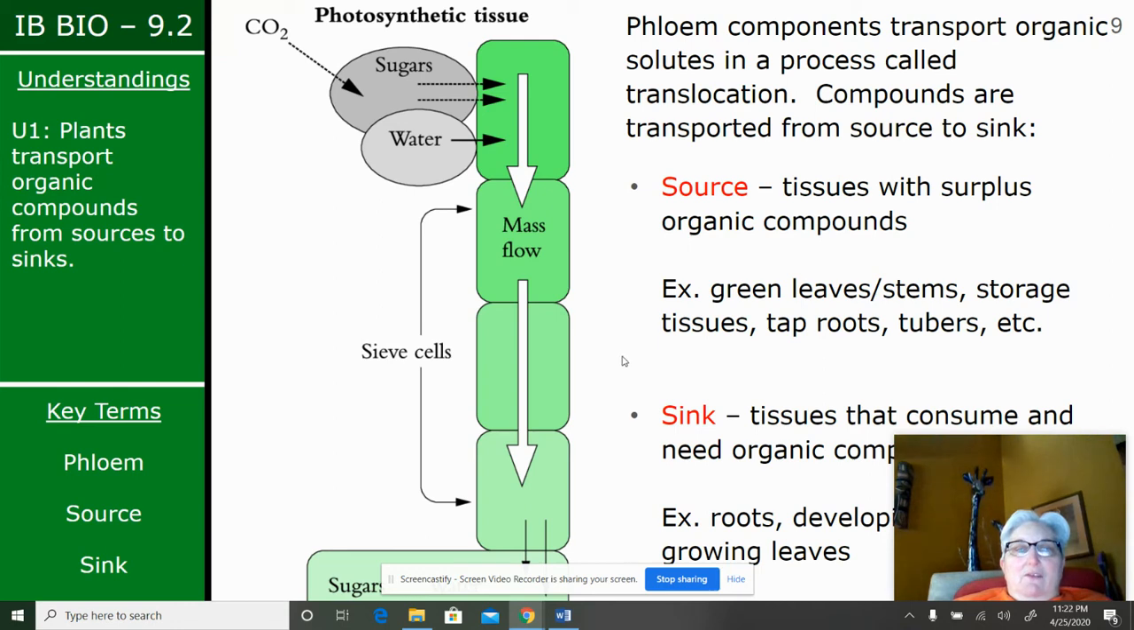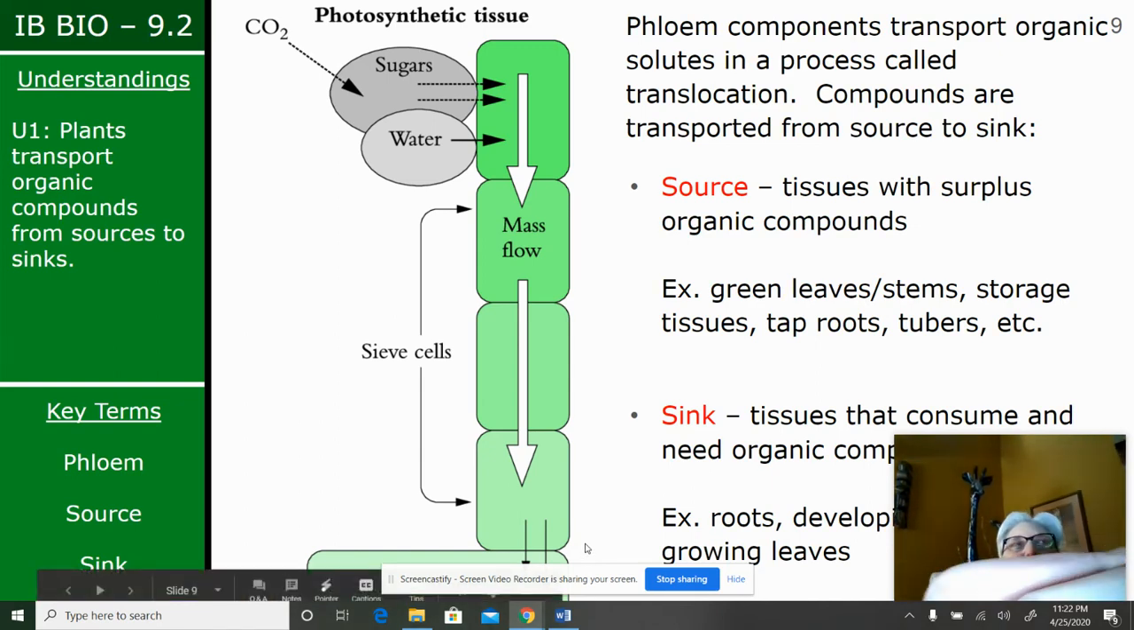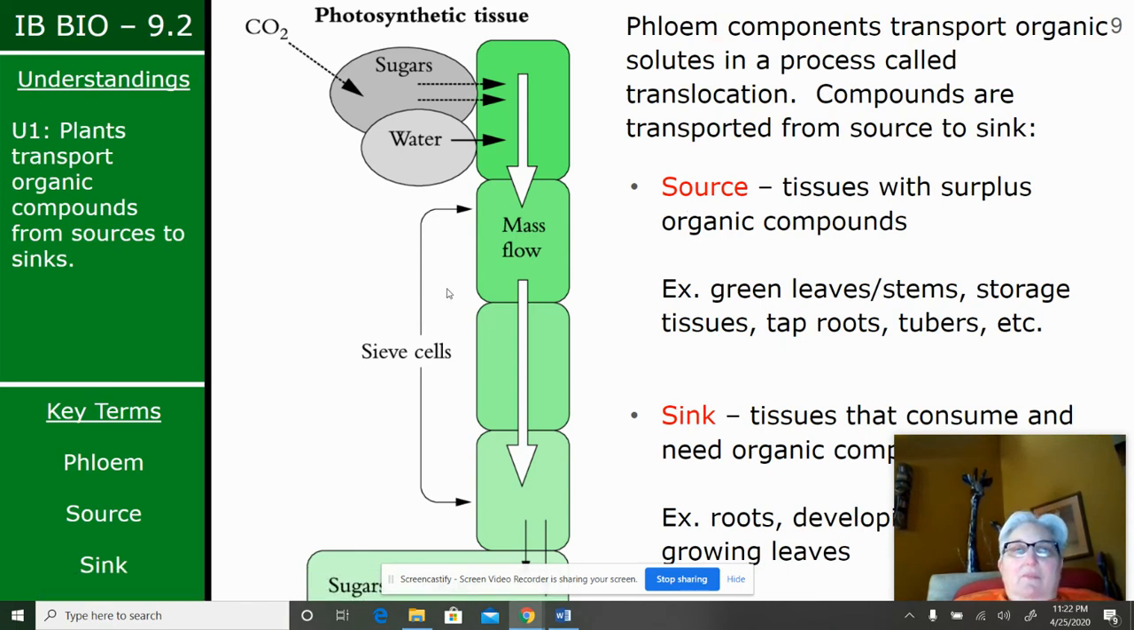Now, a couple of key things to note here. We have what are called, here's our sieve cells, right? Remember, they're connected with the plasmodesma. And we also have down here what are our sink cells. They're going to consume those needed organic compounds, like the sugars. The source is where our compounds are coming from, right? We're going from source to sink, right?